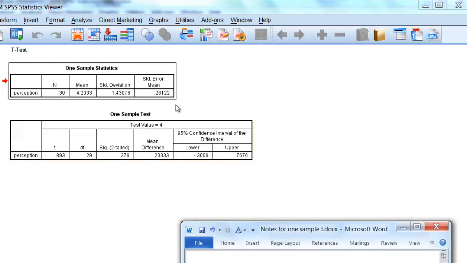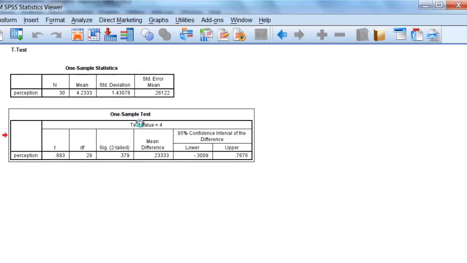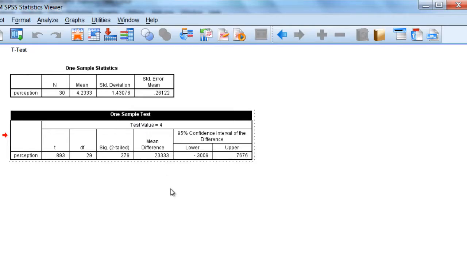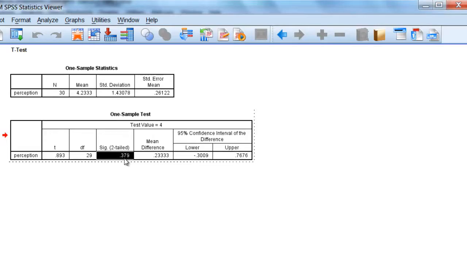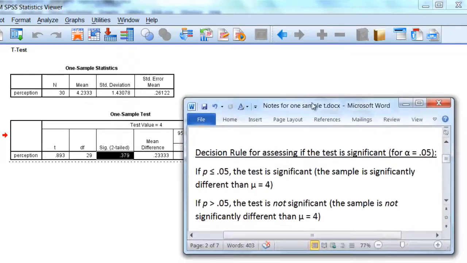Now looking at our one-sample test table, this is where we're going to evaluate whether or not the test is statistically significant. That is, do people rate the politician significantly different from a neutral response, which was a number of 4 in this example. Looking here at our p-value, notice that we have a p-value of 0.379. Now, if you recall, we're going to use the decision rule that I described in the previous video on the one-sample t-test. So we'll use the following rule.